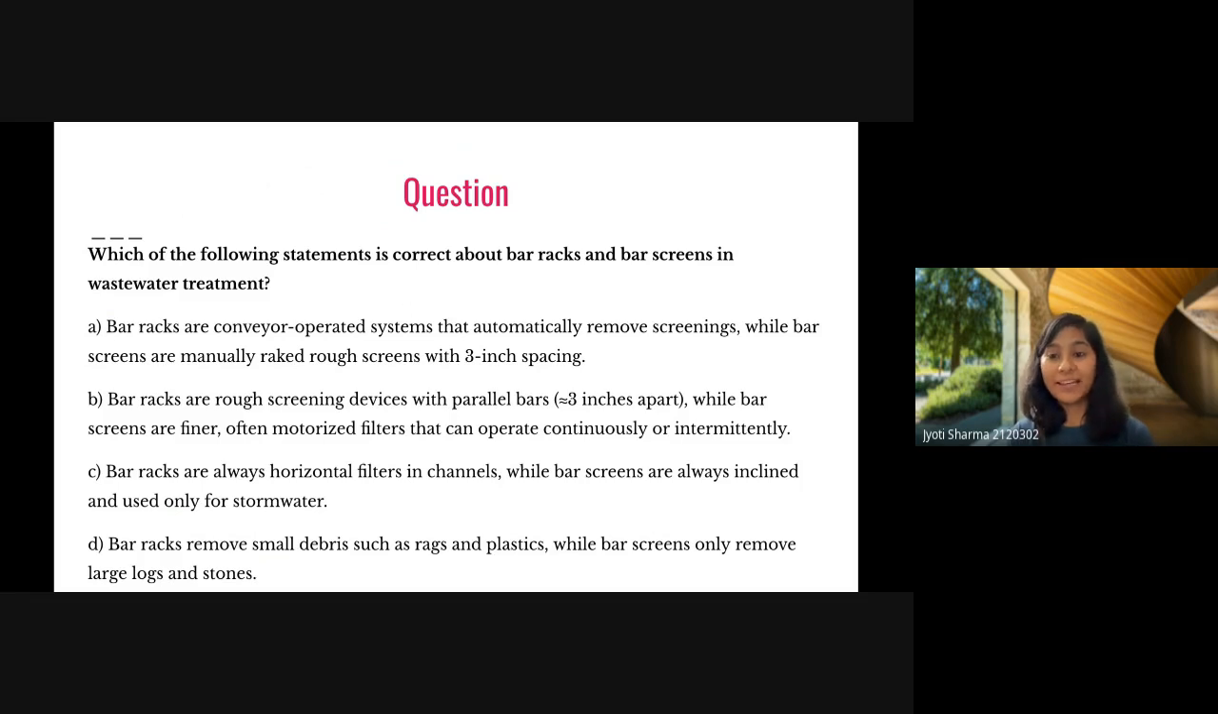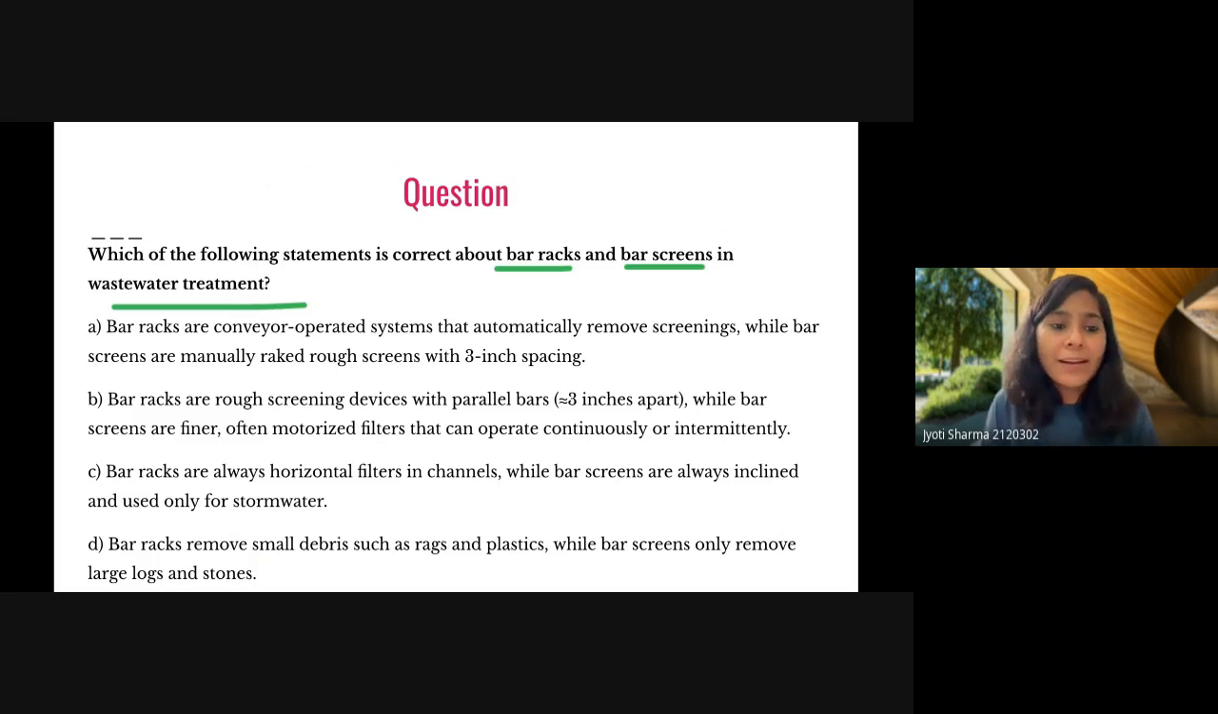Okay, lengthy MCQ, but you have to tell me the correct statement about bar racks and bar screens in wastewater treatment. This is the very first step that we have. Whenever we have polythene or tin containers or whatever, first we should have bar racks or bar screens so that such kind of things can be removed from your wastewater. And you have to tell me the correct statement about bar racks and bar screens.